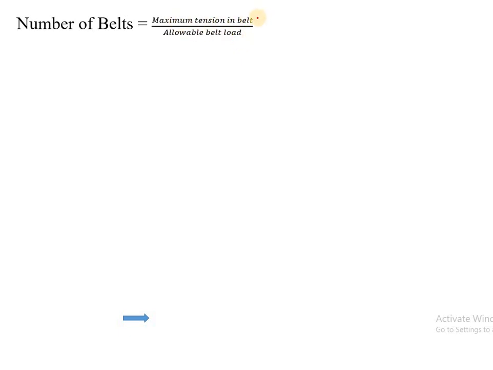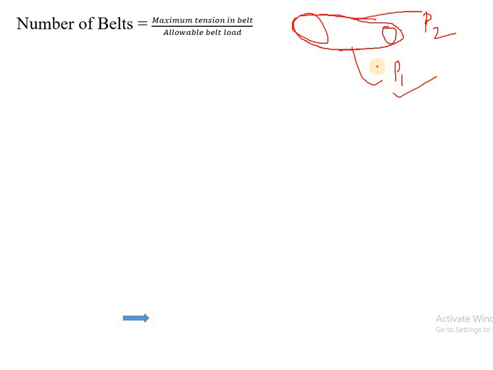So maximum tension, as we know that there are two types of belt. Suppose this is the bigger pulley and this is the smaller pulley. So this is how the belt is wound. This one is the slack side and this one is the tight side. Slack side is given by P2 and tight side is given by P1. So maximum tension in the belt is in the case of the tight side, so that is nothing but P1. So we have to find out P1.